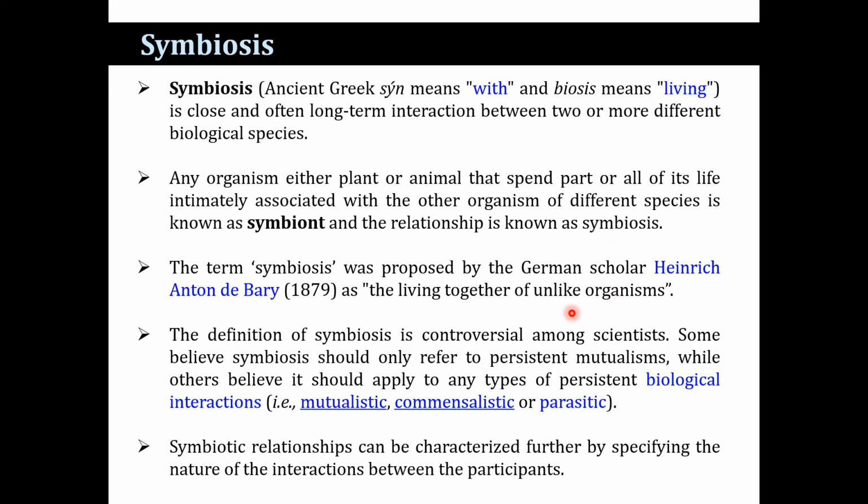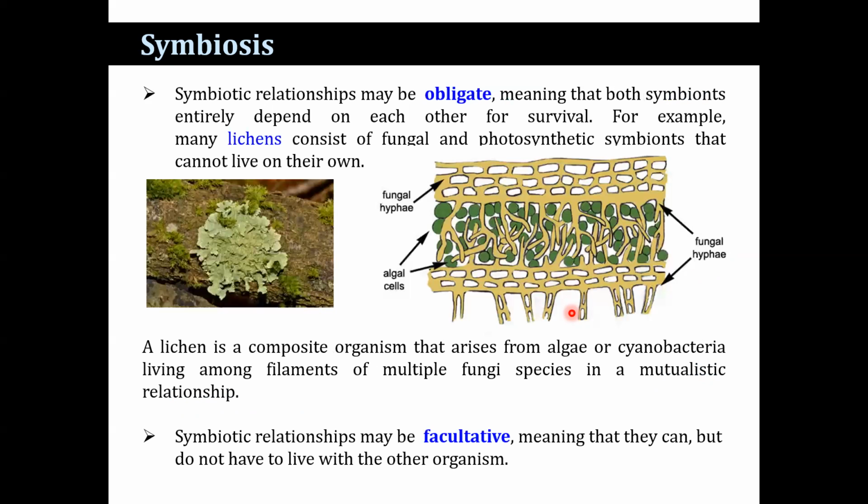Now, the definition of symbiosis is controversial among scientists. Some believe symbiosis should only refer to persistent mutualism, while others believe it should apply to any type of persistent biological interaction, that is mutualistic, commensalistic, or parasitic. And a symbiotic relationship can be characterized further by specifying the nature of the interaction between the participants.